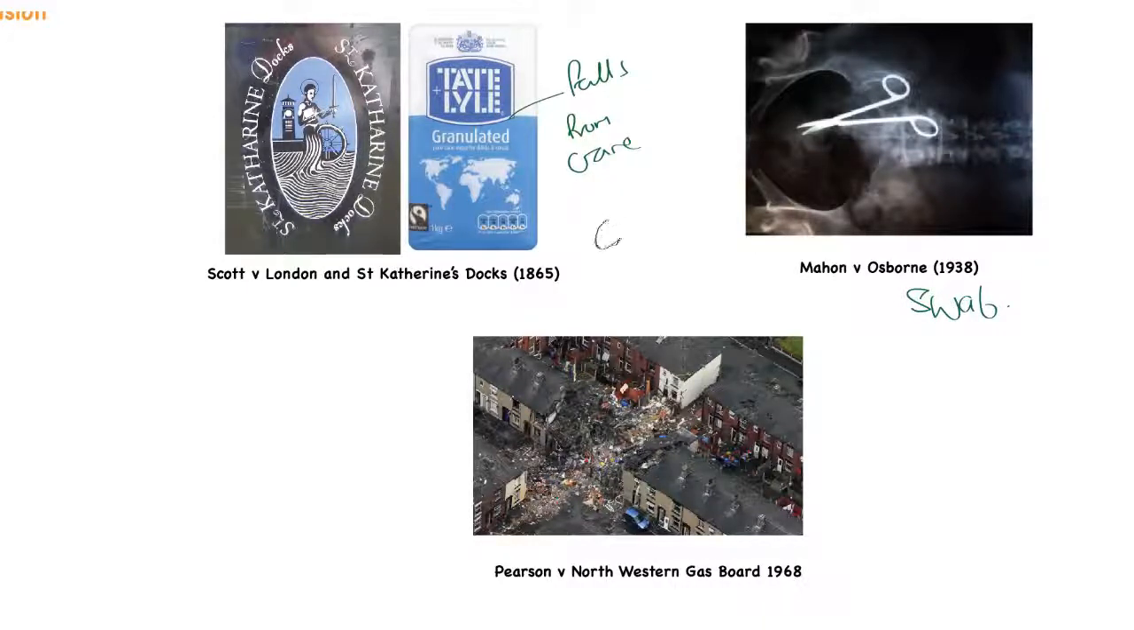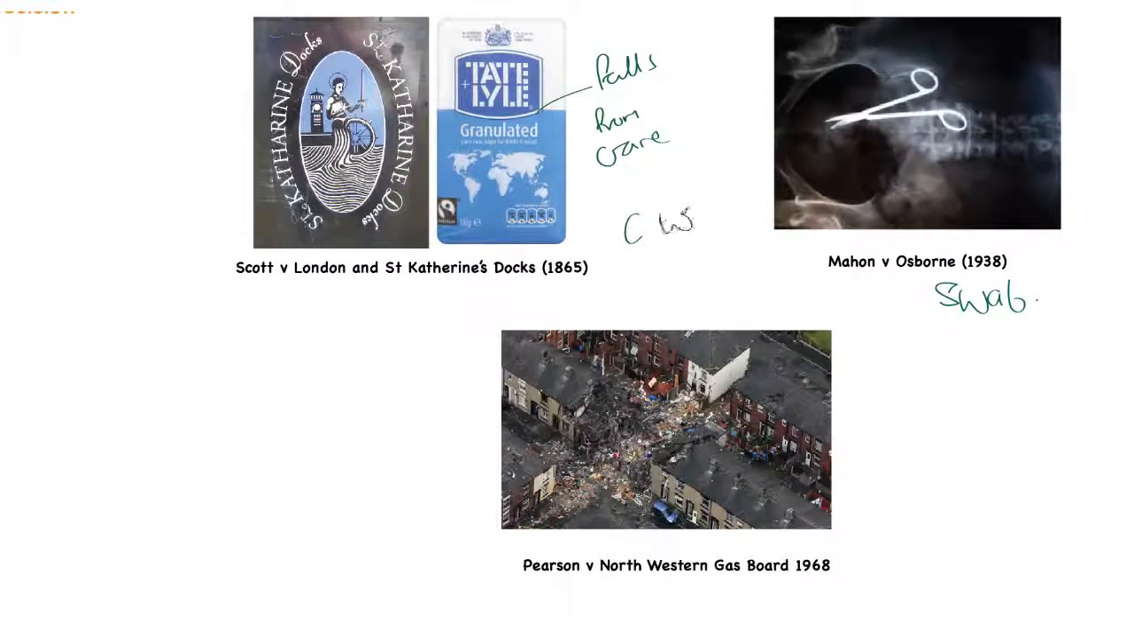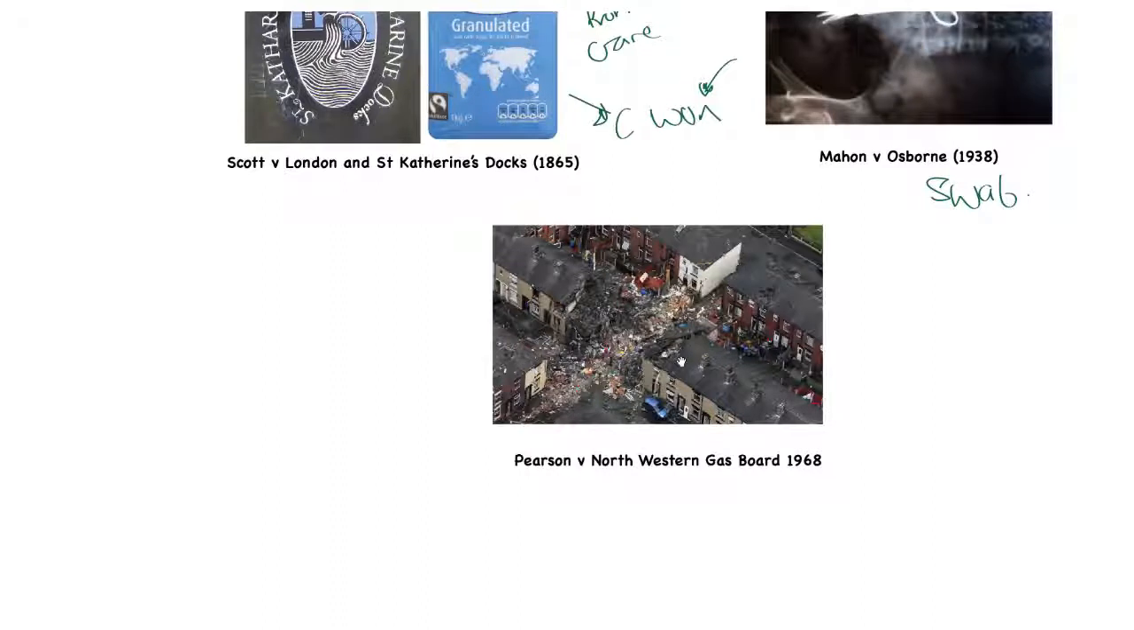So in both of these cases, the claimant won. But let's just compare that quickly with Pearson versus North Western Gas Board. A gas main outside the complainant's house explodes, killing her husband and destroying the house. In this instance, the gas board was able to show that they had not been negligent, that they had taken all reasonable precautions to deal with the gas leak.